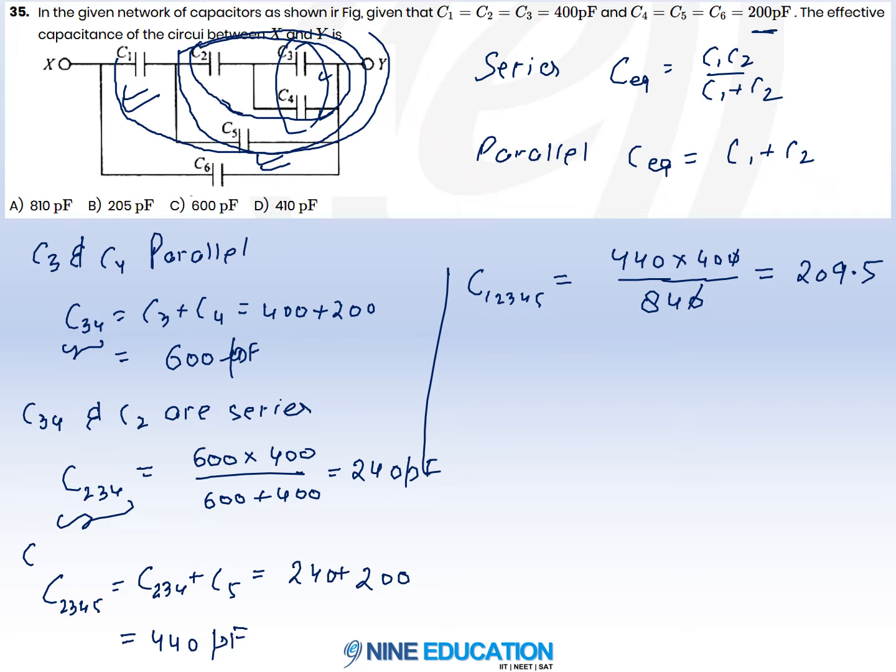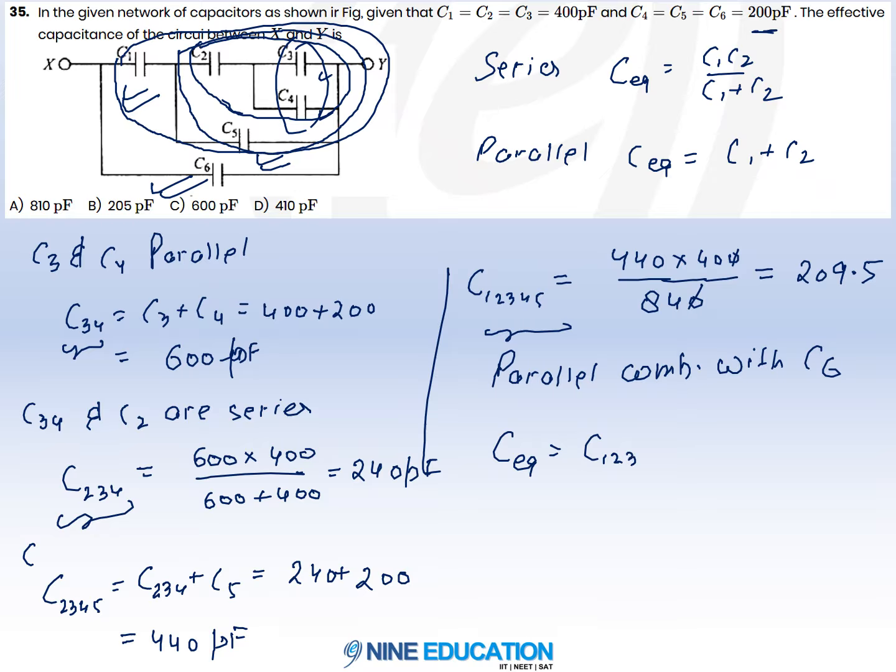Now this entire combination, which combination? I'm marking it. This entire combination is in parallel combination with C6. So in parallel combination, simply C equivalent becomes the equivalent of 1, 2, 3, 4, 5 capacitors plus C6. So what you will get? 209.5 plus C6, how much? 200 picofarad. So you will get 409.5. So the approximated value, 410, is the closest answer.